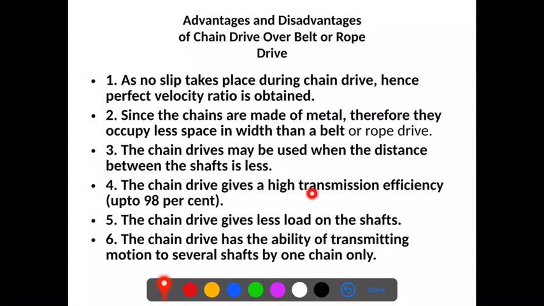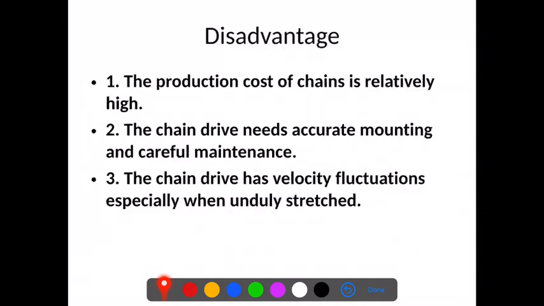The chain drives give a high transmission efficiency, or the power losses are very less, because there is no slippage, and up to 90% efficiency we can achieve. The chain drives give less load on the shaft, as these chains are made of metal. This can be made lighter, and that's why the load on the shaft will be less. The chain drive has the ability to transmit motion to several shafts by one chain only. So to several shafts we can transmit the power.